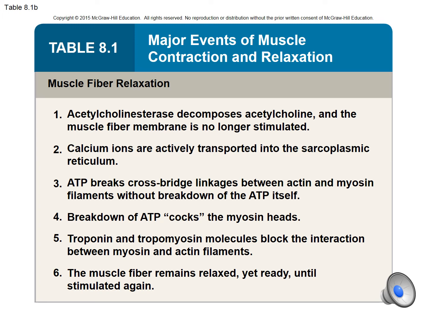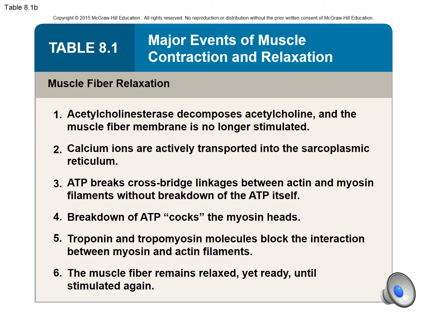Number 1, acetylcholinesterase decomposes acetylcholine and the muscle fiber membrane is no longer stimulated. So number 1 happens when there's no message coming down the axon. So the neuron will get a message that tells the muscle to contract, right? So that message is coming down the axon into the axon terminal. When that message stops, that's what causes number 1 to happen.